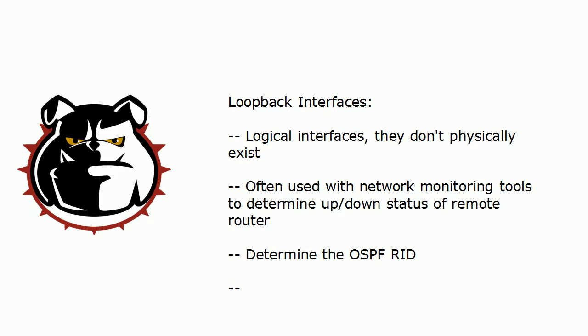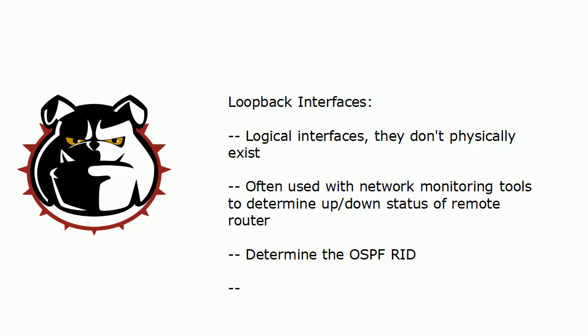Since that is a logical interface that does not physically exist, nothing can physically go wrong with it. The only reason a loopback interface becomes unavailable on a router is because someone deliberately removes it or that router is indeed down. And generally that's the case 99% of the time, because we don't delete loopbacks very often. So they are used with network monitoring tools quite often, and as I mentioned, they do determine the OSPF RID.